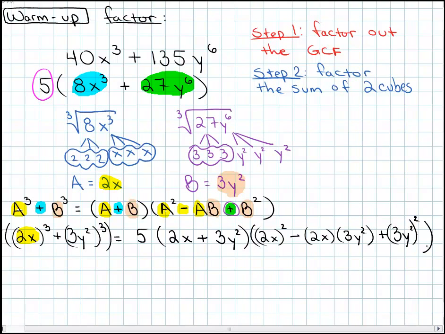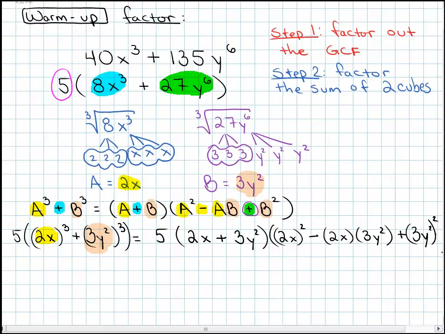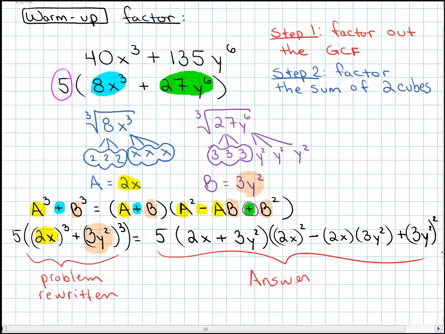The a to the third plus b to the third at the beginning, we don't add that to our answer. Nayeli, I think you're motioning to this part right here. This is not the part of the answer. This is the problem rewritten. And this represents our answer. These are the factors. But it's not simplified. We have to simplify still.